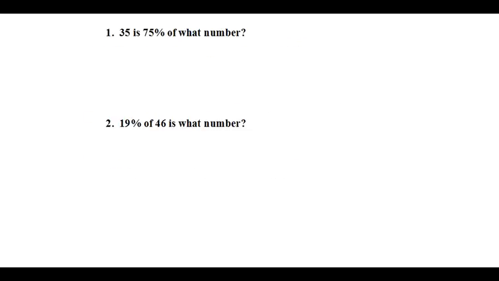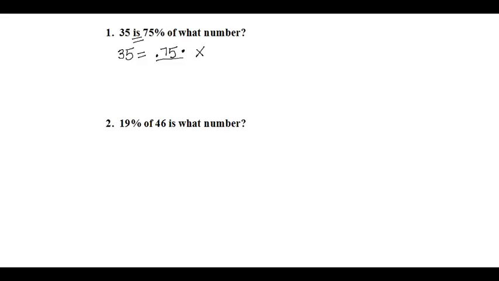Our first one is number 1. 35 is 75% of what number? Okay, 35, that's staying the same. What about is? We said is going to be equals. And 75%, remember we're going to be doing some math with that, so I want to use 0.75. Of means multiply. And what number? I'm just going to use x. So now we have an equation that we can solve for x and find out what number that is.